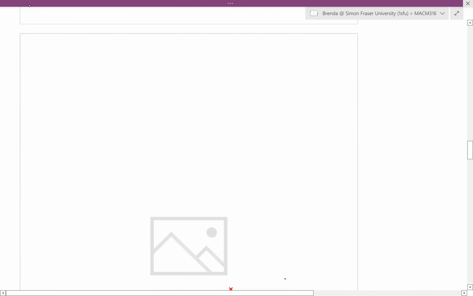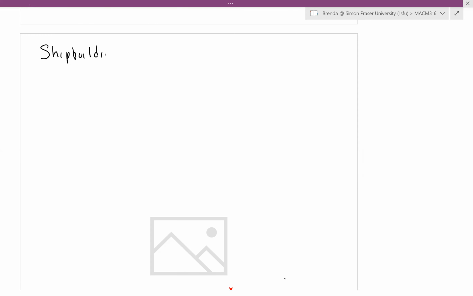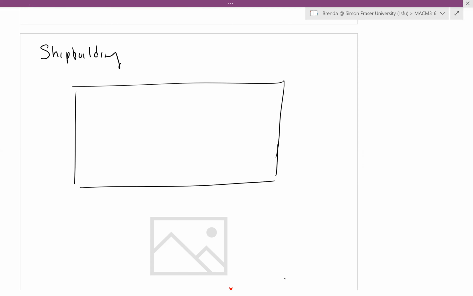Okay, let me just draw the picture that you may have in front of you, and this is the shipbuilding. So when you're building a ship, you have pieces of wood along the sides of the ship, and you have an architectural drawing of what you want, some curved piece of wood. And meanwhile, you want to transfer that onto the actual piece of wood that you cut.